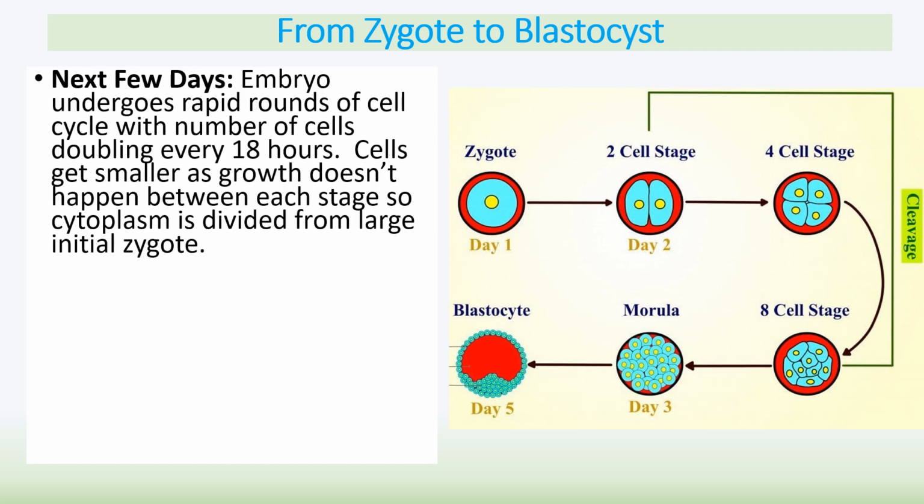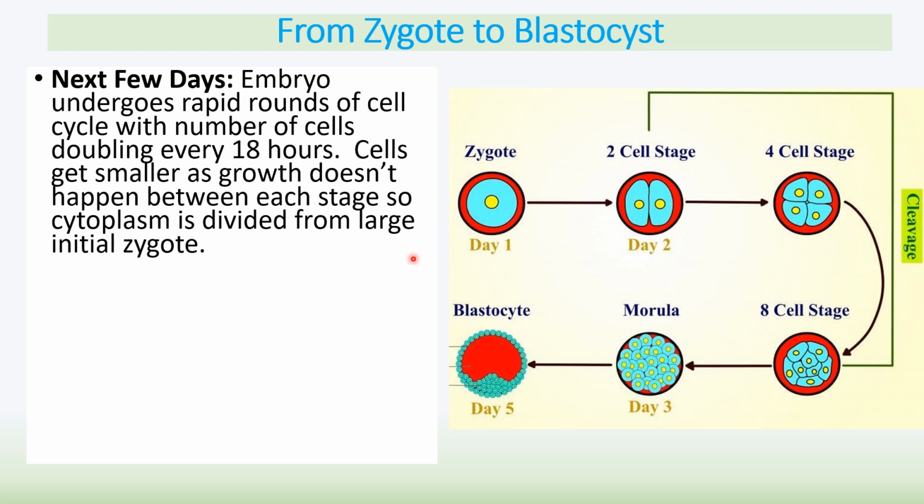So the next few days then, the embryo undergoes rapid rounds of cell divisions and cell cycles, with the number of cells doubling every about 18 hours. Remember, this is for humans. Cells get smaller as growth doesn't happen between each stage, so the cytoplasm is divided from the large initial zygote.